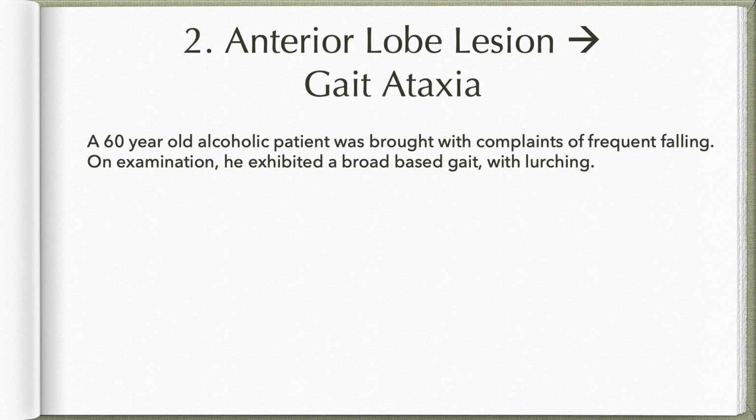The second type of lesion is the anterior lobe lesion that will result in gait ataxia. So here is a 60-year-old alcoholic patient brought with complaints of frequent falling. On examination, he exhibited a broad-based gait with lurching. Now, if the lesion is unilateral, usually the lurching or reeling is to one side. Otherwise, the patient will be lurching from side to side.